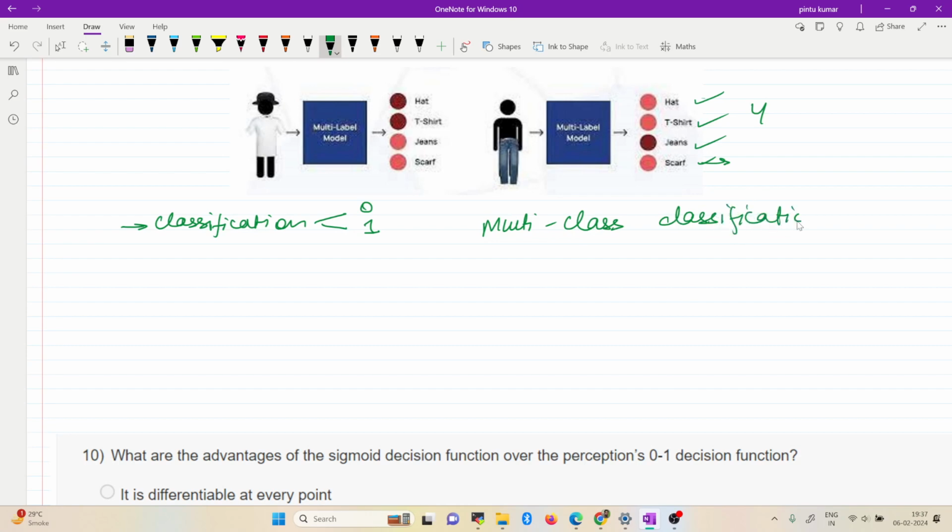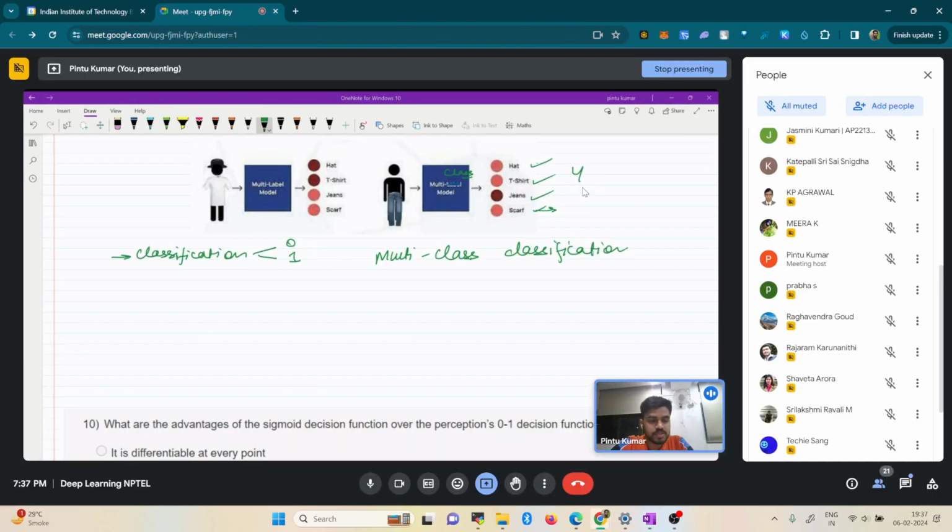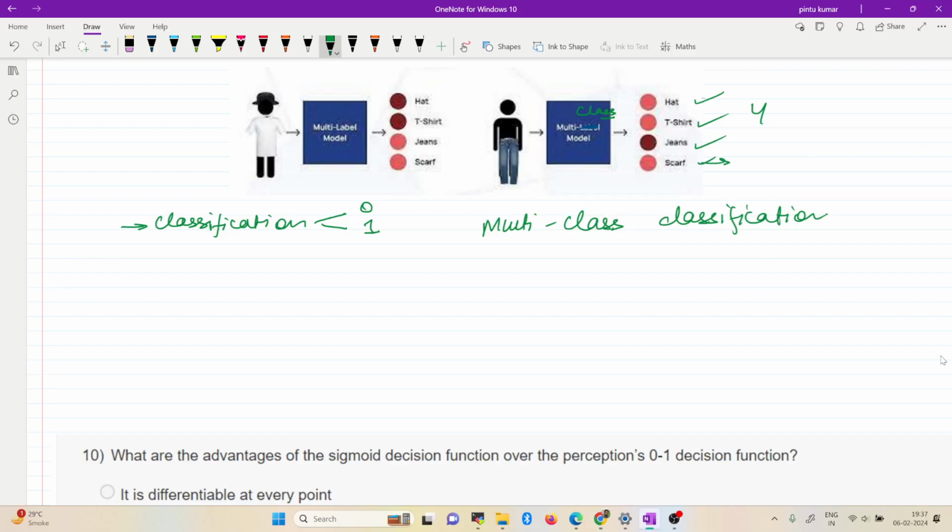Multi-class classification also has two different categories, loosely speaking. Somebody has typed something, I guess. Sure, Himanshi, I'll discuss after this question.